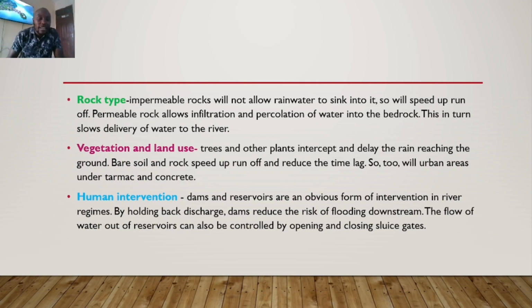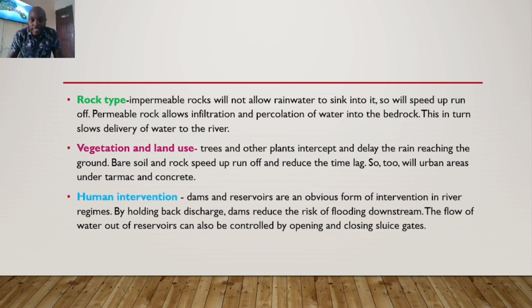All right, human intervention. When you talk about human intervention, we mean human activities that can influence or cause some changes in the river regime. Think of it this way: maybe there's the building of things like dams. Understood? We build a dam, and you can control that water. So dams and reservoirs are things where humans intervene.